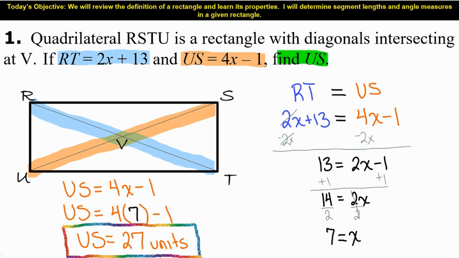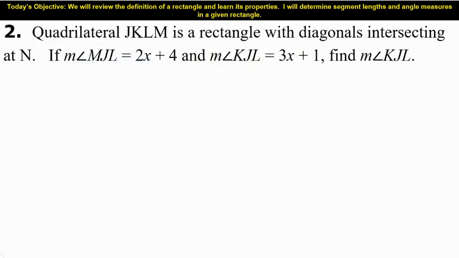So just kind of a way you could check to see if you have the right answer. Okay, let's go into the second example. Quadrilateral JKLM is a rectangle with diagonals intersecting at N. I'm going to stop there.